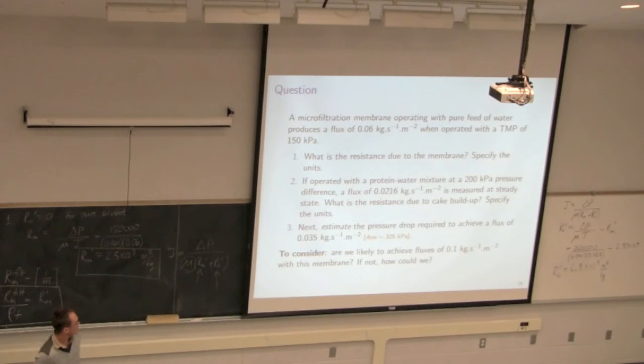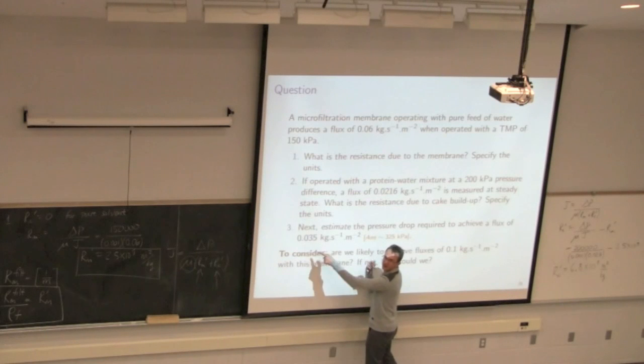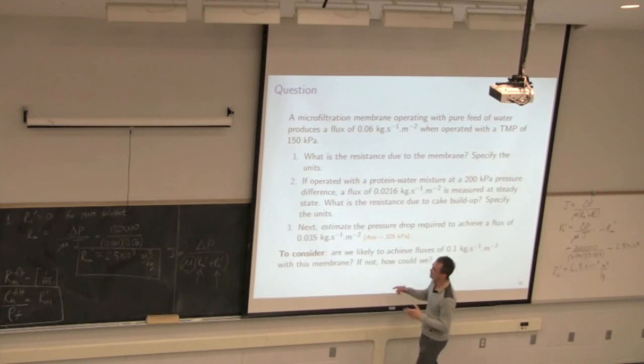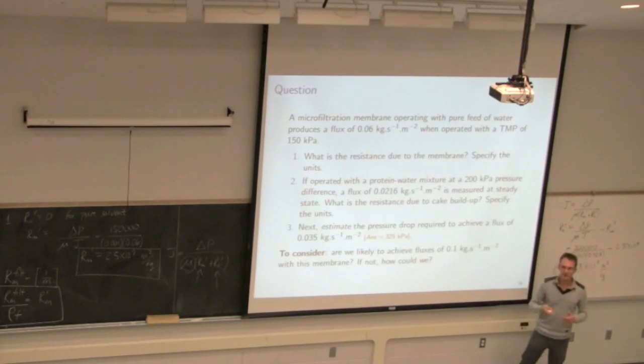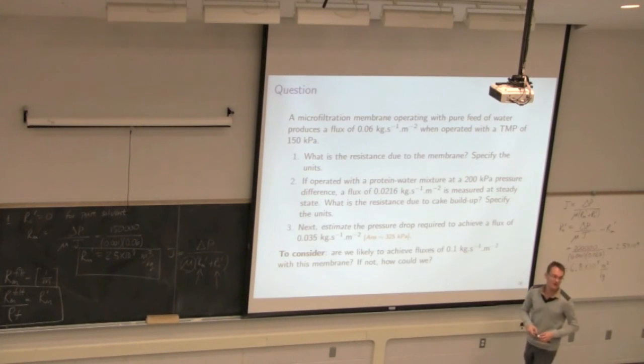Next then, we're asking, well, if we're achieving a flux of 0.035 kilograms per second per meter squared at a pressure drop of 325, can we achieve a flux of roughly three times that? So I want to increase my throughput. This is standard. We've got a given membrane, can we operate it at a higher rate? My performance currently is such that I'm getting this flux, 0.035, can I triple it to 0.1? Yes. Probably not, because the maximum TMP is about 500 kPa for these kind of membranes.